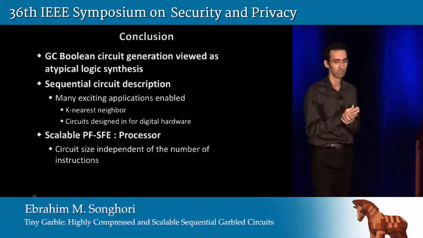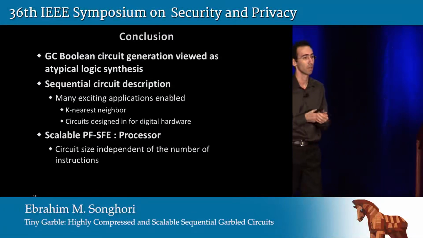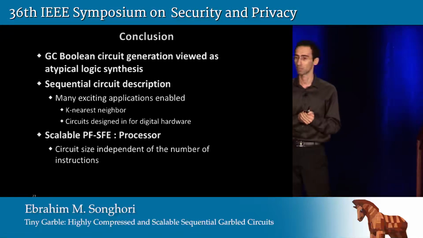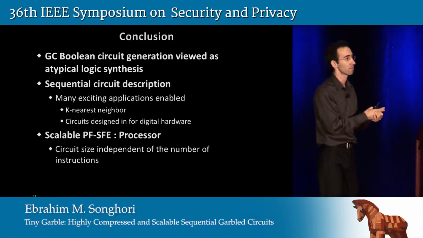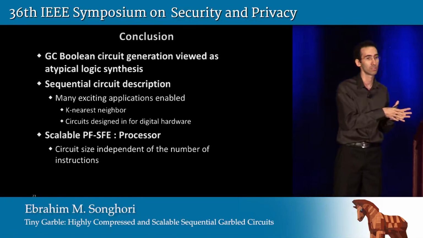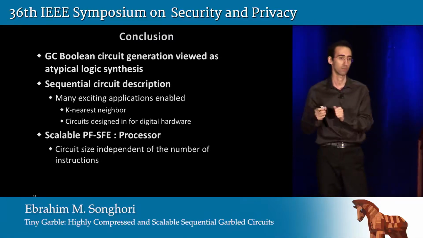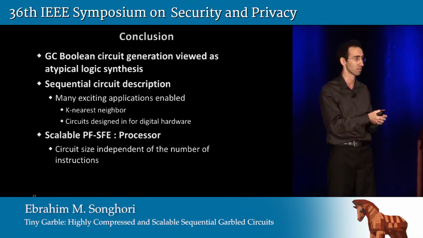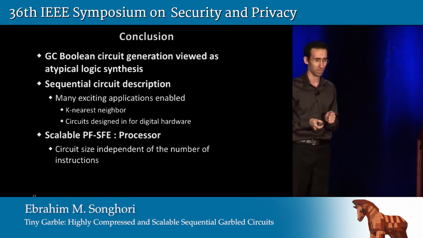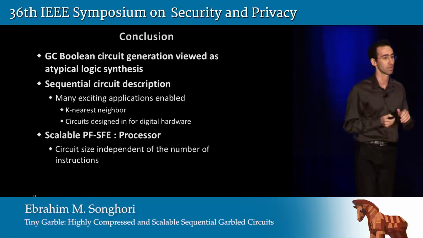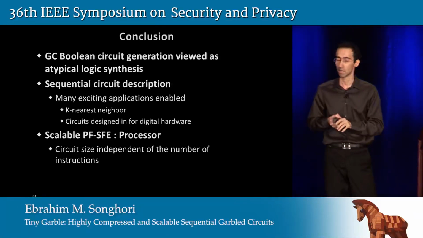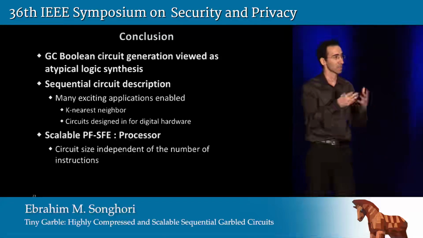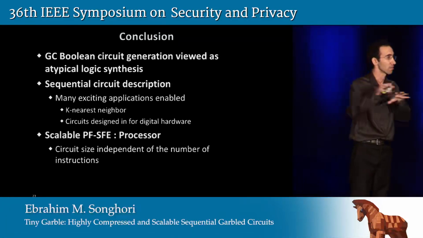Okay, in conclusion, we look at GC Boolean circuit generation as an atypical logic synthesis task, where we change the objective of hardware synthesis tools to generate an optimized circuit for garbled circuits, meaning reducing the number of non-XOR in these circuits. We also introduced sequential circuit description, which, besides reducing the size of the circuit, enables many exciting circuits that are available in hardware design.